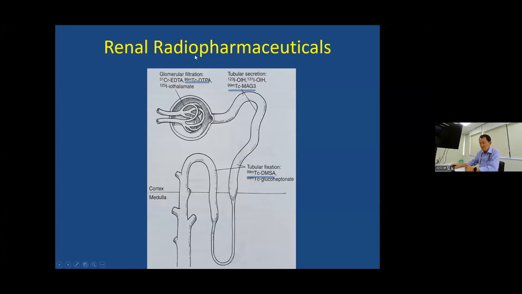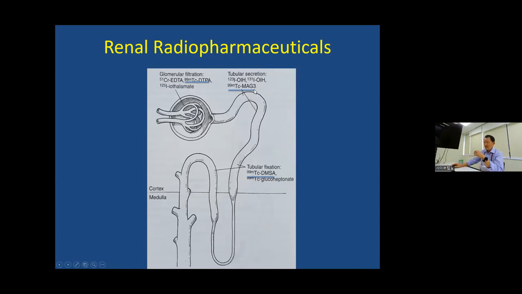Okay, but with technetium MAG3, mercaptoacetyltriglycine, this is filtered, actively secreted, but no reabsorption. So using this one, we are basically measuring both. We can measure both glomerular filtration and also tubular function. The images are very good because of high-dose technetium, so we can do a rapid dynamic blood flow study. With a dynamic flow study, and then sequential imaging every 5 minutes for half an hour, we can evaluate tubular secretion and excretory function. So this is the main agent nowadays to evaluate renal function.